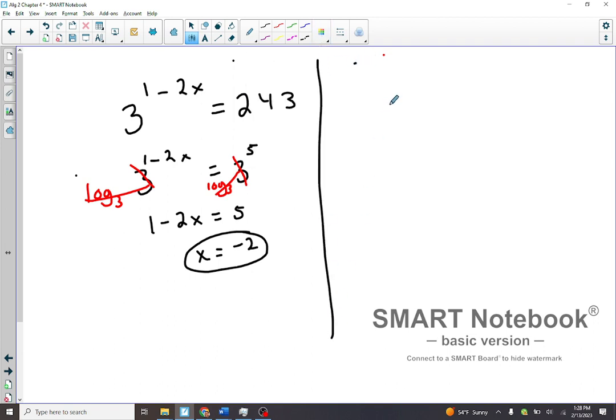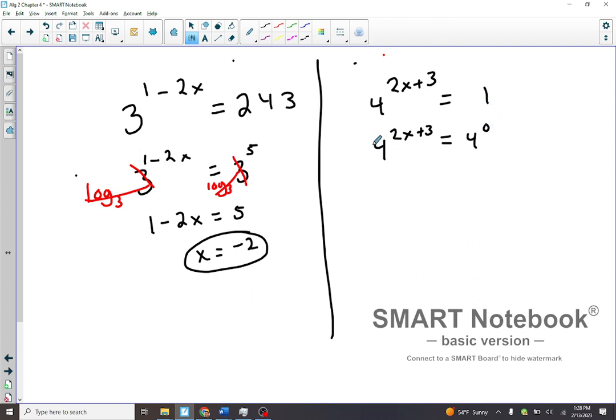Another example. This is an interesting one. 4 to the 2x plus 3 equals 1. Now, to think about this one, usually we reduce down, but what causes anything to become a 1? What power? 0. So this is the same thing as saying 4 to the 0 power. Because 4 to the 0 power gives you 1.